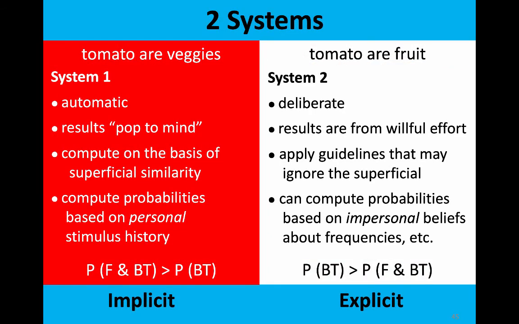Okay, so this is evidence that we have two systems of reasoning. System 1, the automatic system, says the probability that someone is a feminist and a bank teller is greater than the probability that the person is just a bank teller. But System 2 says, no, the probability that someone is a bank teller is greater than the probability that they're both a feminist and a bank teller. And of course, System 2 is getting the right answer in this case.